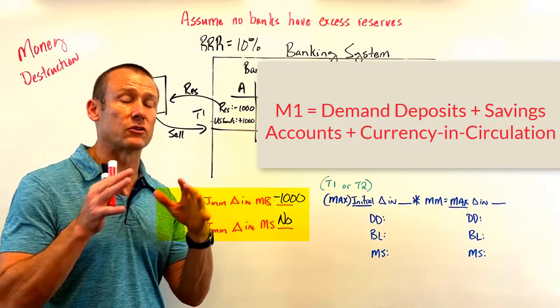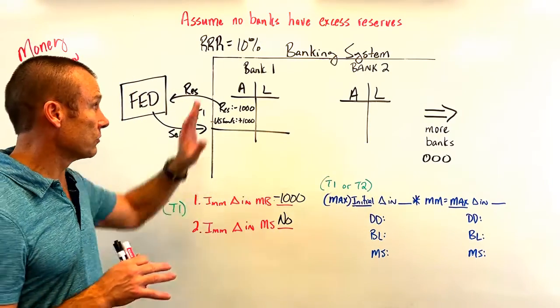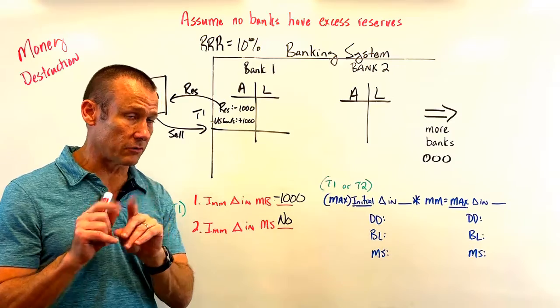But now we've got to get to T2, okay? The first thing to understand about T2 is Bank One is now deficient in reserves, okay?